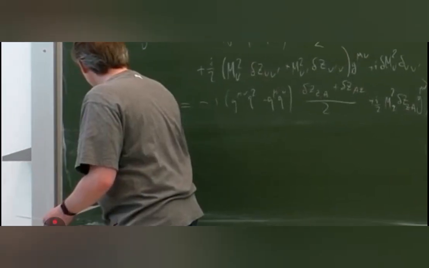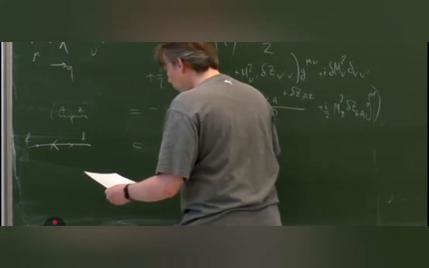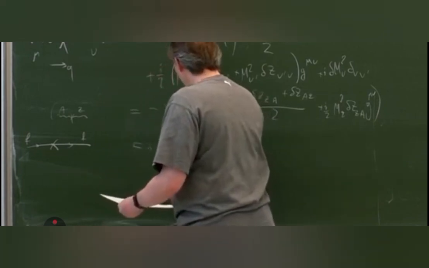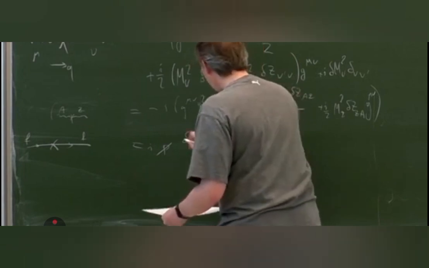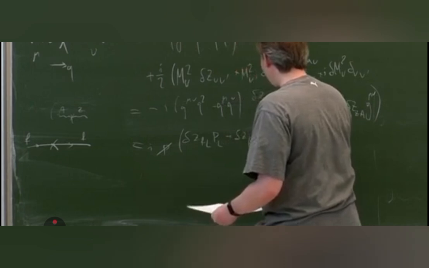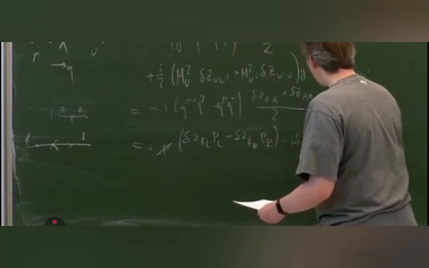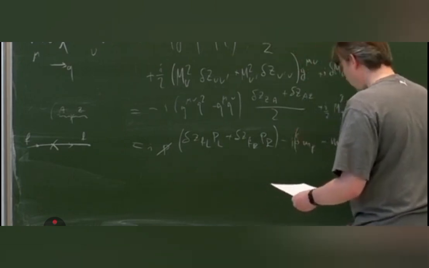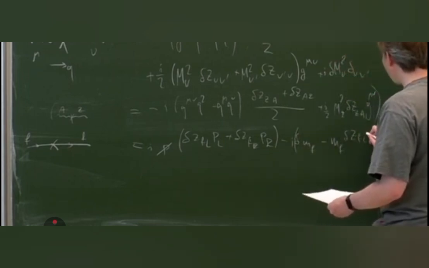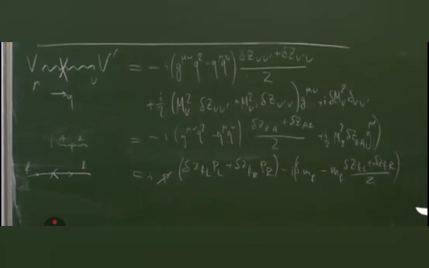The fermion counter term, FF, is simpler. I times p slash, delta ZFL times PL plus delta ZFR times PR, minus I times delta MF, minus MF times (delta ZFL plus delta ZFR) divided by 2. This is directly to be read off from our Lagrangian.